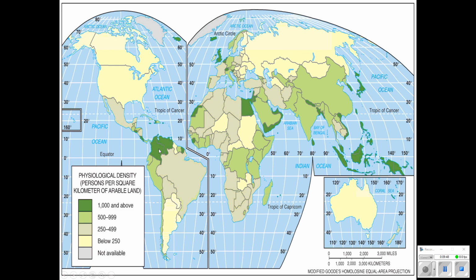Venezuela and Colombia, both high on physiologic density. That's because a lot of those countries are getting into the jungle of the Amazon. A lot of that land is very forested. It's a rainforest type of climate. The soil quality is not so good. So again, it's very difficult to grow that kind of food.